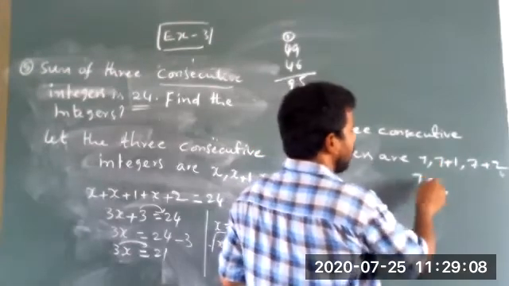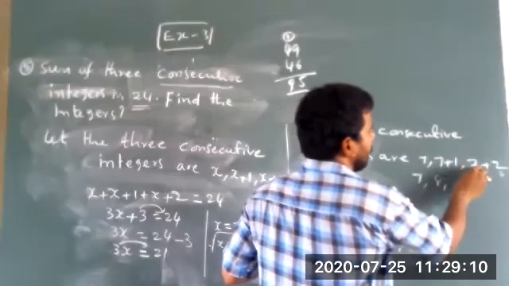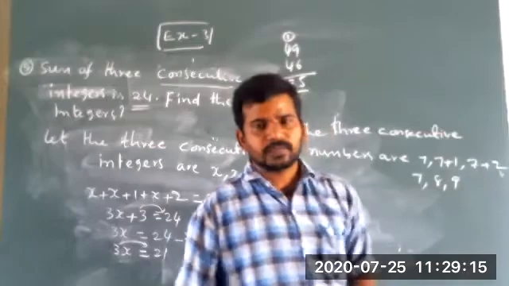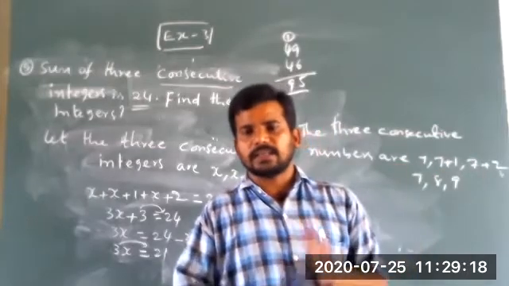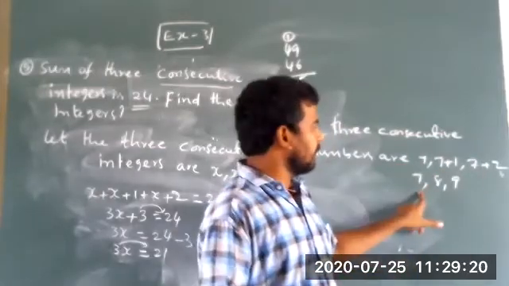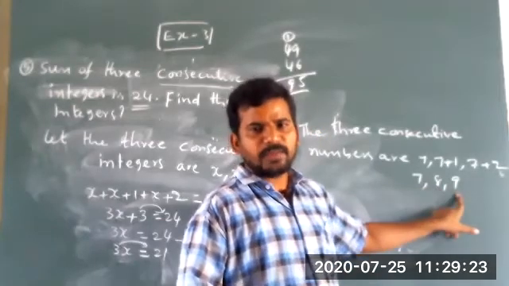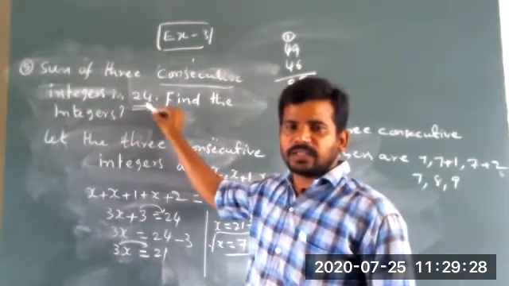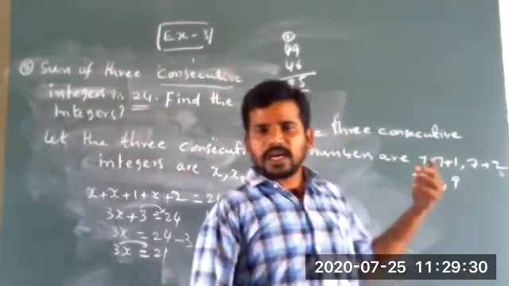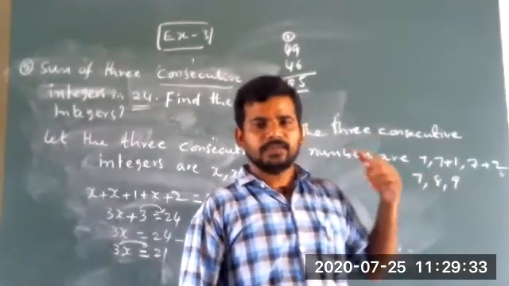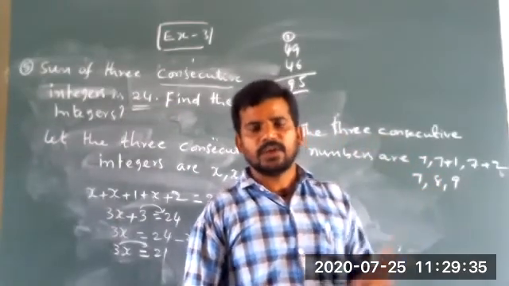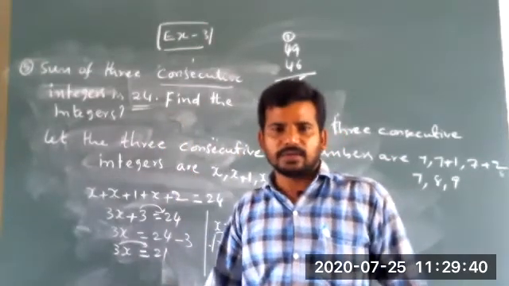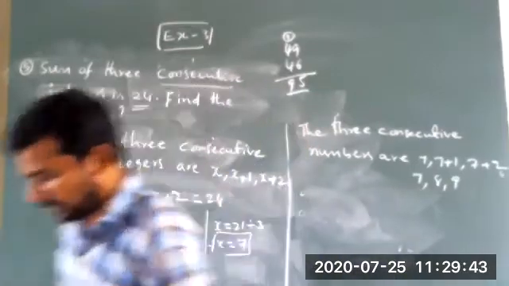7 plus 1 is 8. 7 plus 2 is 9. So the consecutive numbers are 7, 8, 9. Check: 7 plus 8 is 15, 15 plus 9 is 24. The sum of the three consecutive integers is 24, so it is equal to the given 24. Understood? Right.